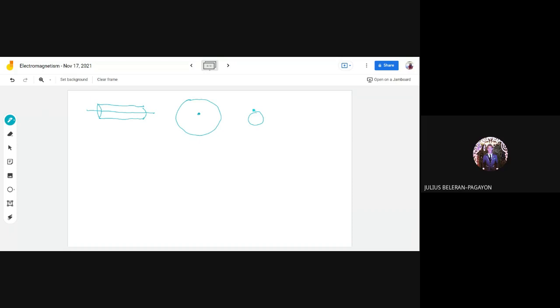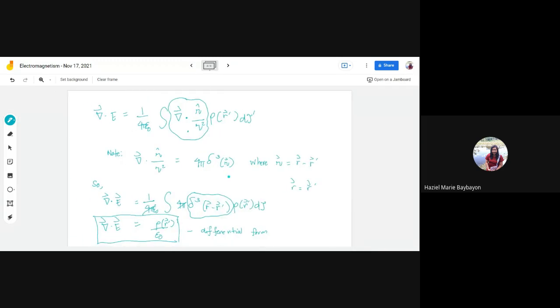Ma'am, I have a question about the last page. Wait. If r is equal to r prime, doesn't it become zero?